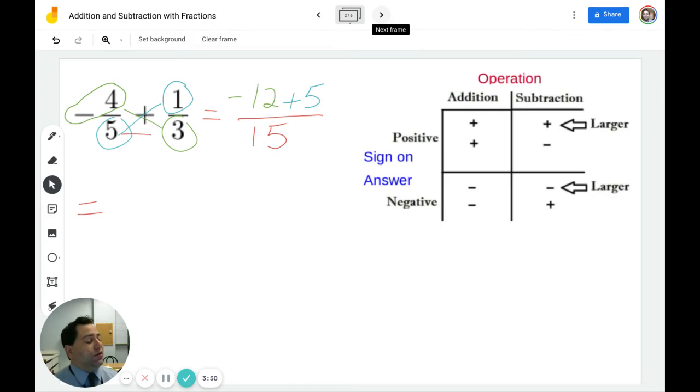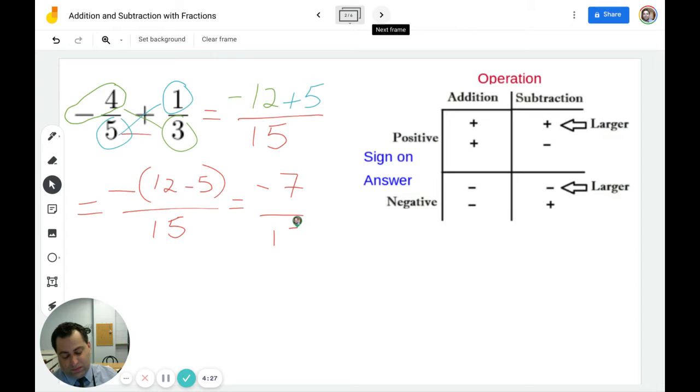Now here is where the knowledge of adding and subtracting integers is going to come in handy for us. We have a negative and a positive, so I'm going to subtract. And then my larger integer is 12, which is a negative number. So I know my answer is going to be negative, and I have to do 12 minus 5. Well, 12 minus 2 is 10. 10 minus 3 is 7. So I get negative 7 over 15. So negative 4/5 plus 1/3 is going to be negative 7/15.